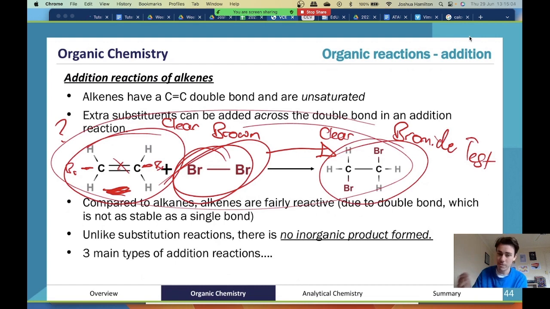So, therefore, your bromine or your bromide, your liquid was unable to react. It wasn't able to disappear, so you still got that molecule in there. It's still brown. Therefore, you had a saturated molecule already. That's a bromide test. So that does come up.